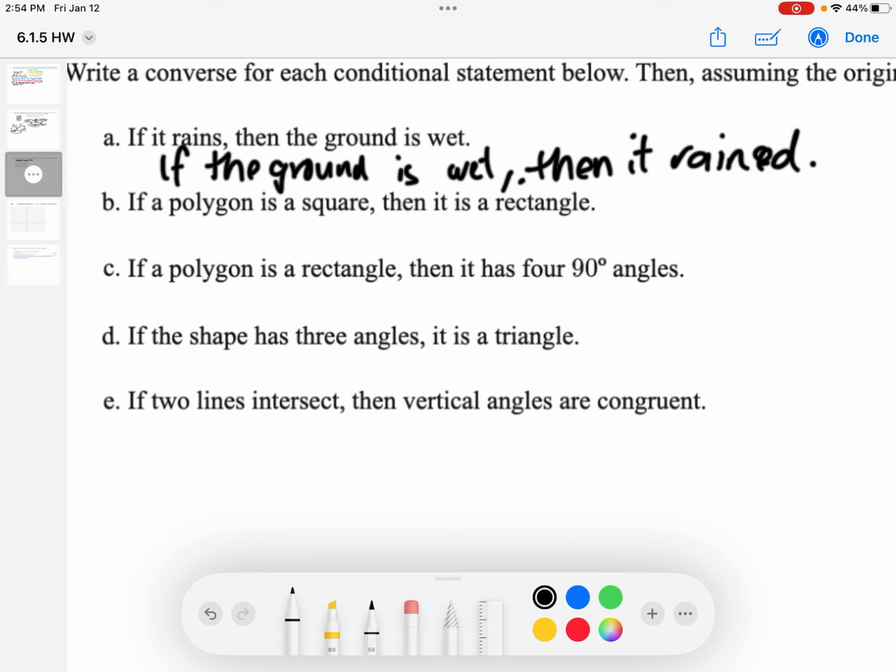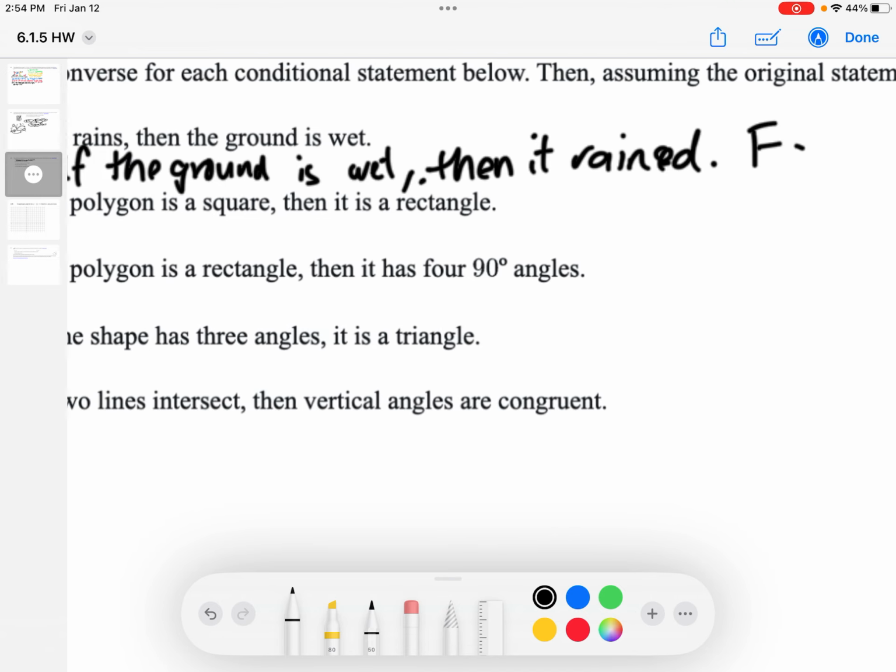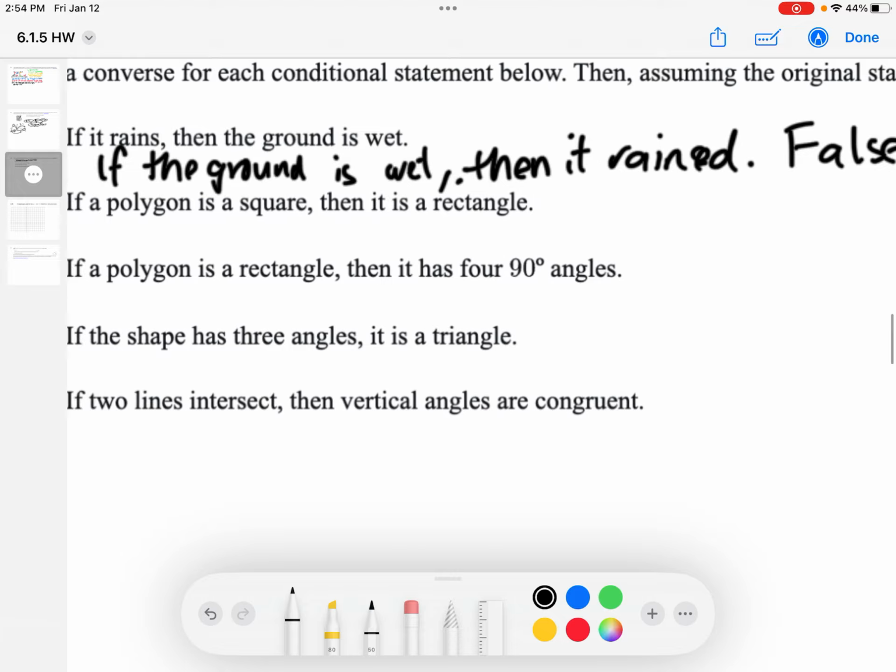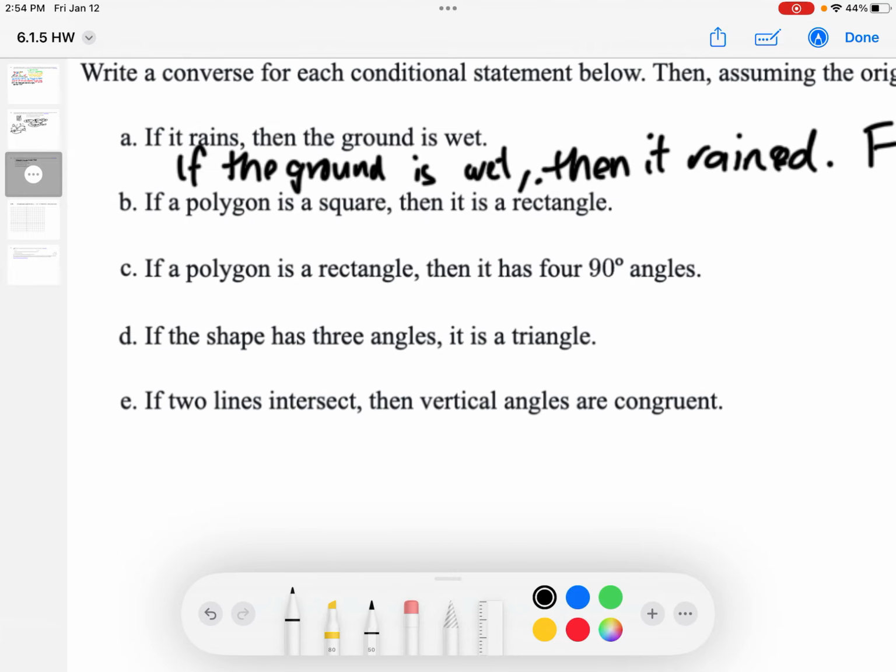What do you think? Is that always true? If the ground is wet, then it rained? I mean, what if the sprinklers went on? What if somebody dumped a bucket of water? Right? I would say that's not always true. Sometimes that could be false. Could be true, but it also could be false.